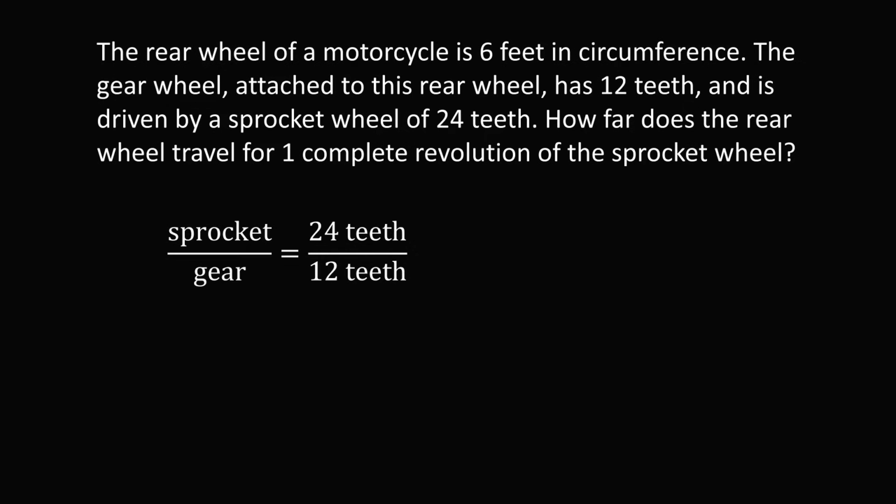The sprocket wheel to the gear wheel has 24 teeth to 12 teeth. So every time the sprocket wheel is moving around once, the gear wheel will move around 2 times. Now, if the gear wheel is moving around 2 times and it's connected to the rear wheel, which is 6 feet in circumference, the rear wheel will move 2 times. So 2 times 6 will be equal to 12 feet. So that's how far the rear wheel travels for 1 complete revolution of the sprocket wheel. It's not too hard mathematically, but the question itself does take a lot of mental modeling to actually work out what is the correct calculation to make.